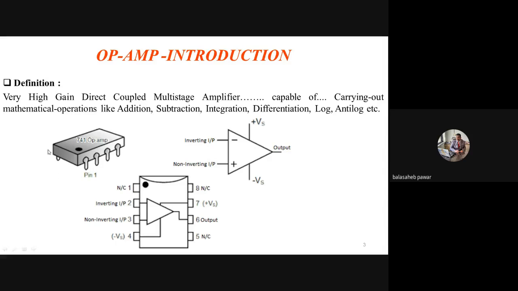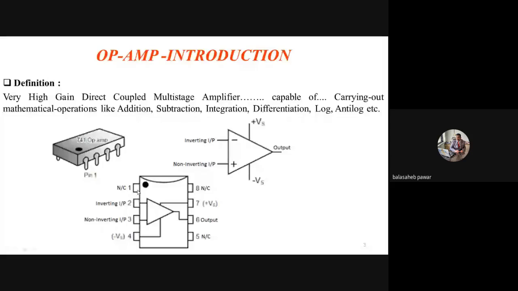See that 741, it is an 8-pin IC, right? All those stages, whatever I showed, they are inbuilt by using that semiconductor chip inside this device. And it is titled as a 741. So this is the best example, or we can say this is a general purpose IC. So in that, as per the manufacturer, the pin configuration is like this. Pin number 1 not connected.